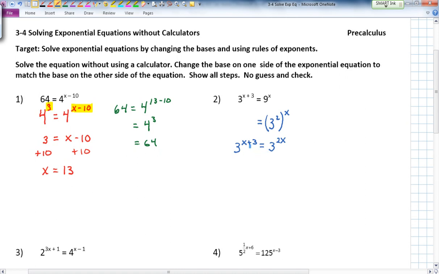And now I can do the same thing that we did before. If the bases are equivalent, then the exponents must be equivalent too. And I can take x plus 3 and set it equal to 2x. And then from there I can solve. So I'm going to subtract x on both sides here, and I'm going to get 3 equals x. So in this case, x is equal to 3. And again, you can check that pretty quickly and easily. Some of these are easy to check, others aren't going to be so easy to check. But if I plug in 3, I get 3 to the power of 3 plus 3 equals 9 to the power of 3.